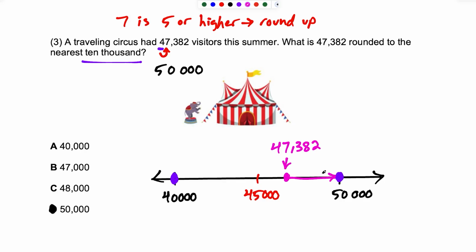So when we round, we're just bringing the number to the closer number that we're counting by. So if we're rounding to the nearest 10,000, just think of a number line where you're counting by 10,000s and you're asking yourself, which number is my number closer to? And in this case, our number is definitely closer to 50,000. So choice D is definitely correct.